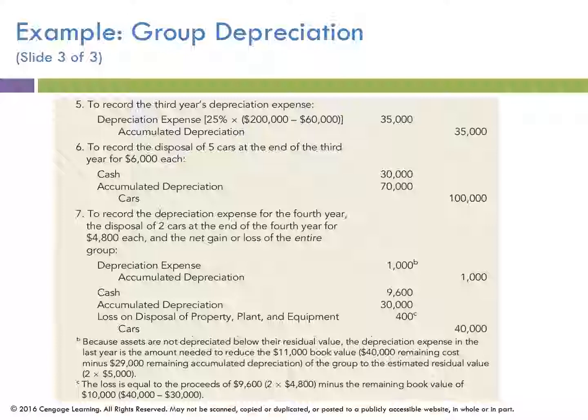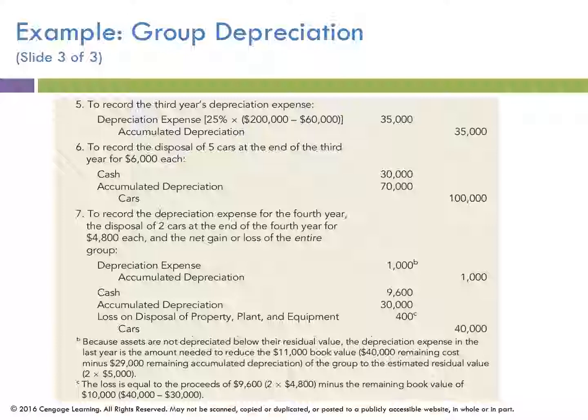To record the depreciation expense for the 4th year, the disposal of 2 cars at the end of the 4th year for $4,800 each, and the net gain or loss on the entire group. Well, look at little b. Because assets are not depreciated below their residual value, the depreciation expense in the last year is the amount needed to reduce the $11,000 per car book value, or the $40,000 remaining cost, minus $29,000 in accumulated depreciation.